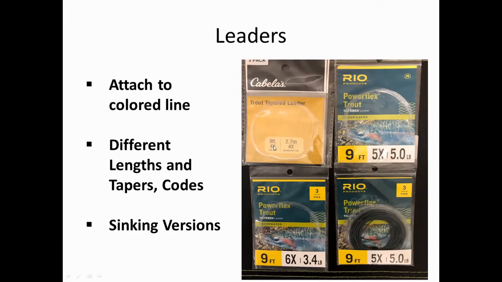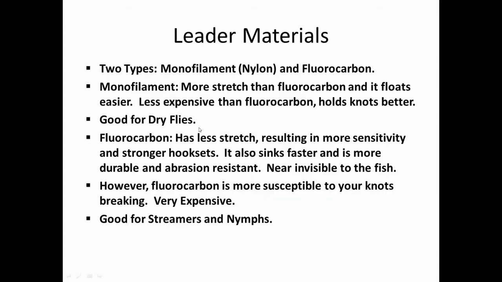So this one's a 9 foot 4X, 9 foot 5X, 9 foot 6X, and there are actually sinking versions as well, this dark one. This isn't the original package. So there are sinking versions of those as well. And I actually saw wire versions out there if you're going after some saltwater species, or fish with teeth that can bite through this. For the most part, though, we're talking about trout leaders.